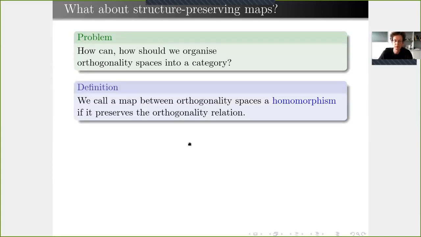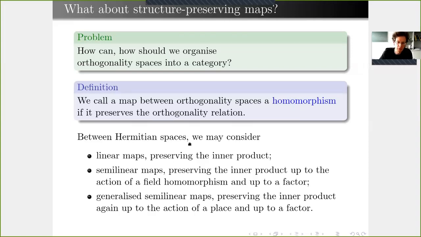It's certainly clear that a morphism should be a homomorphism of orthogonality spaces, meaning that a morphism should preserve the orthogonality relation. But what we want are morphisms which, when applied to linear orthogonality spaces, are in reasonable correspondence with Hermitian spaces. That means somehow describable by maps that preserve in some sense linear dependence. What do we have on the side of Hermitian spaces? First of all, of course, we have the linear maps, which might or might not preserve, in addition, some inner product. A little bit more general, we have semilinear maps, prominent in projective geometry. And even more general, we have what are called generalized semilinear maps. And it's the latter that plays the main role for us.